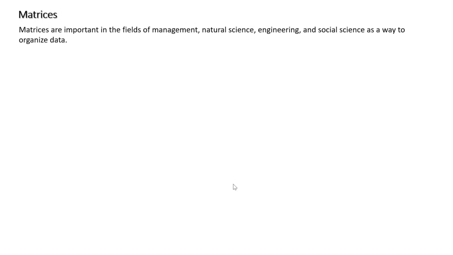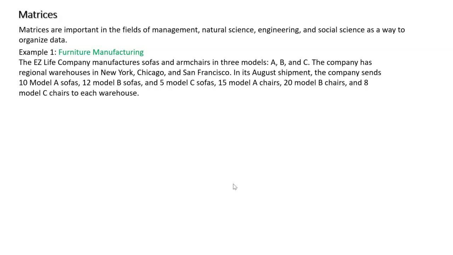matrices. Matrices are important in the fields of management, natural science, engineering, and social science as a way to organize data. Okay, here's an example. Example number 1, furniture manufacturing. This reads as the Easy Life Company manufactures sofa sets and armchairs in 3 models, models A, B, and C. The company has regional warehouses in New York, Chicago, and San Francisco.